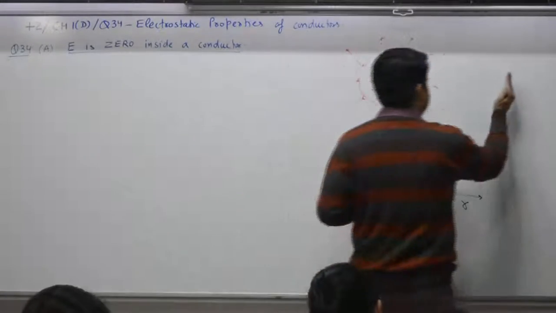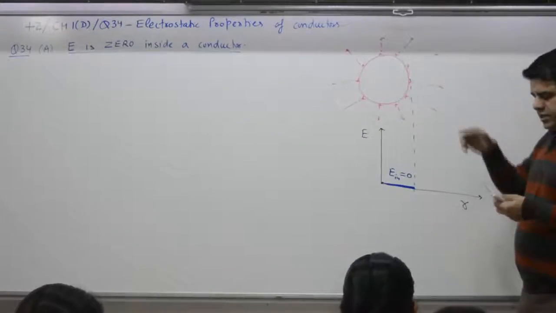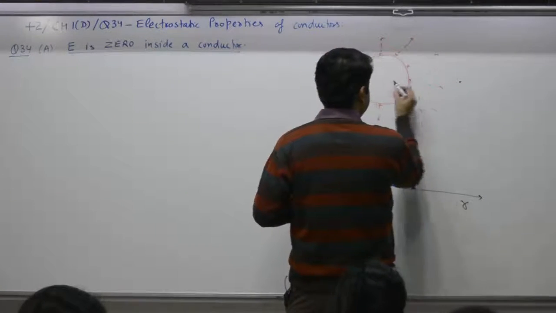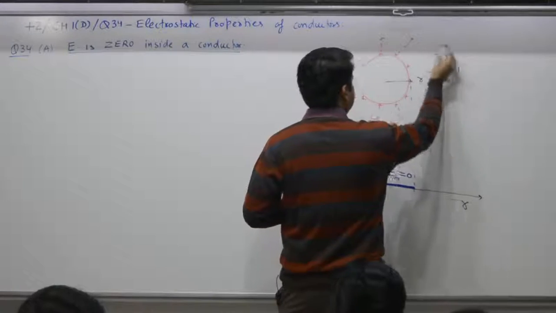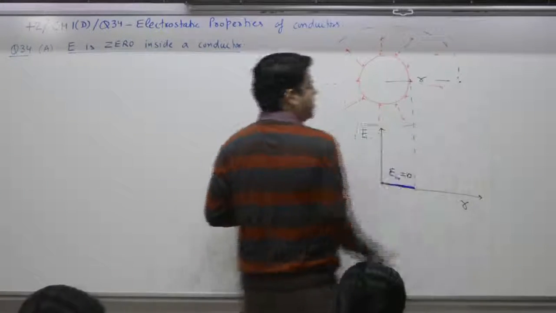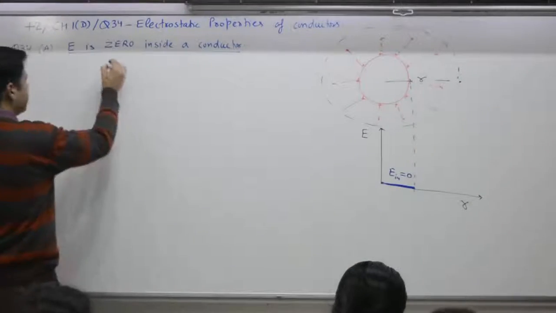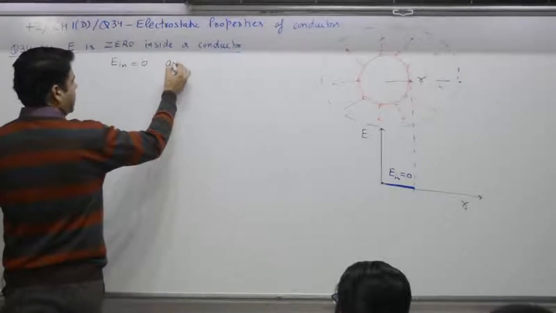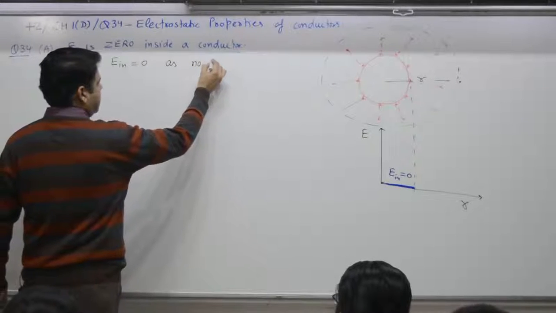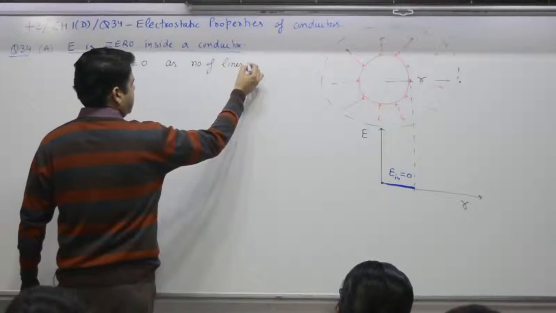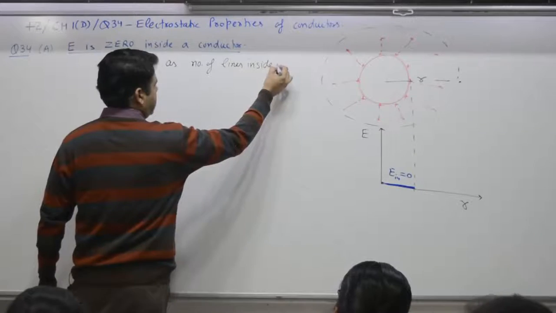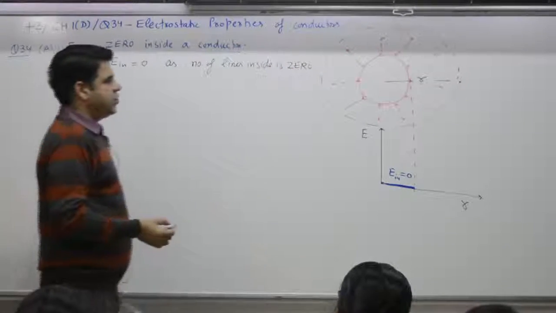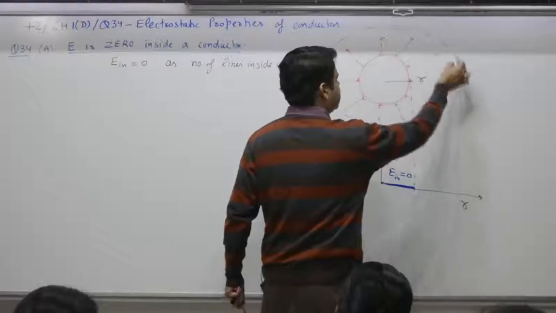Outside, at any point, if you want to see electric field at a distance R. E inside is 0 as number of lines inside is 0. At this point, how do you find electric field?